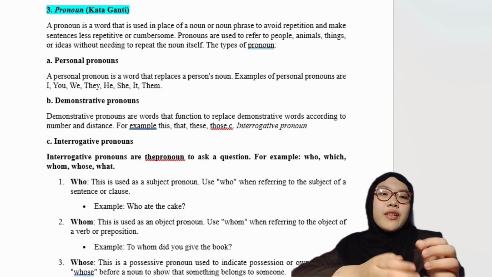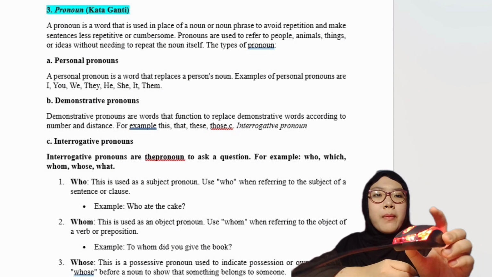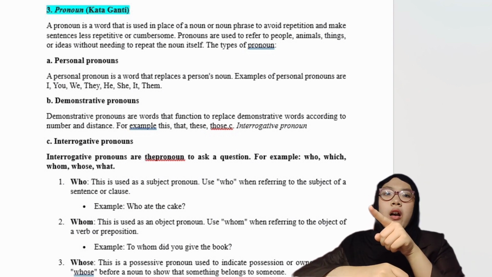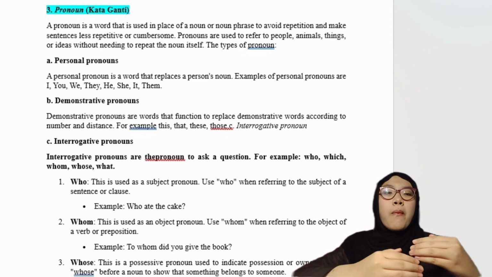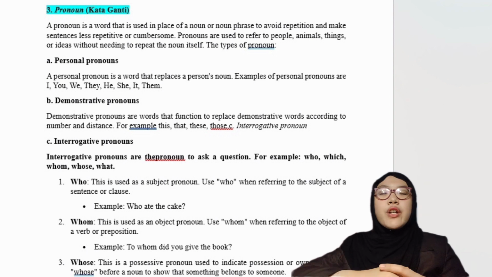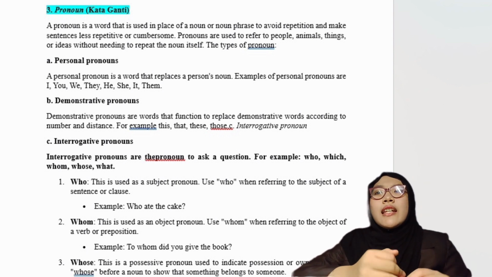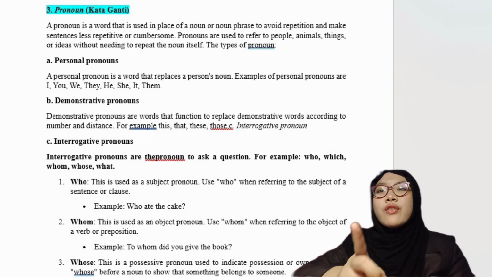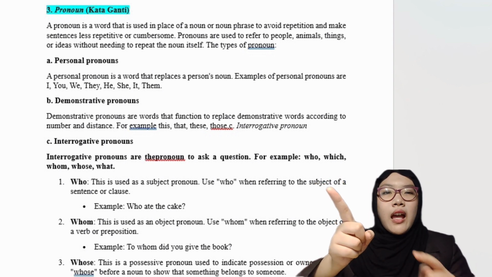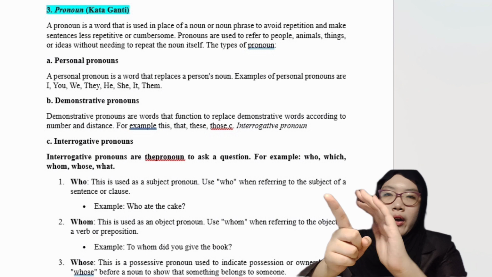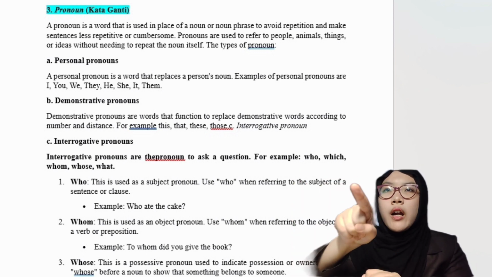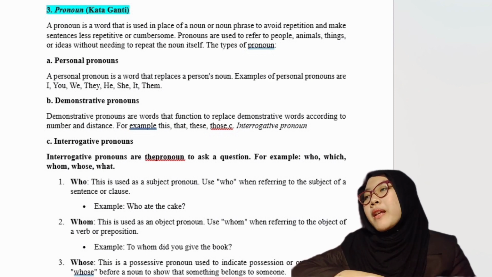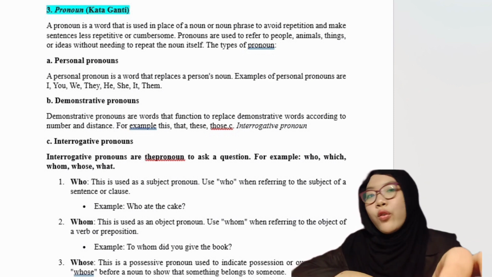So when you use this, it means that this is my mouse. And then when you use that, that is my mouse. And when it is more than a singular unit, you say these are my mice. And when you say something that's far away from you, those are my mice. So it's basically based on the distance and also the number.